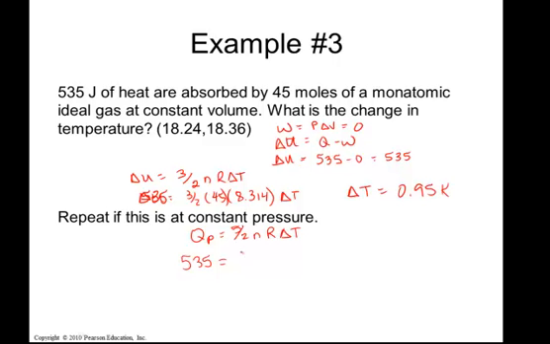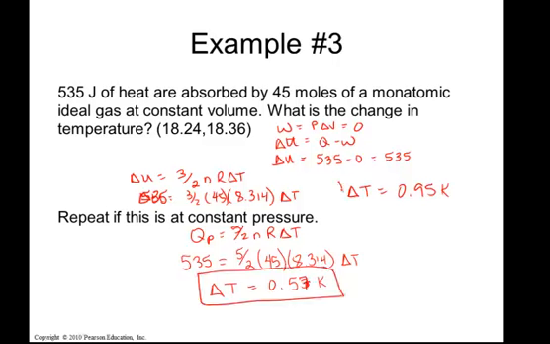So Q was 535, which equals 5/2 times n times R, where n is 45 and R is 8.314, and then I can find delta T, which is 0.57. But I better check that. Kelvin. Now in this case, since my work was 0, Q is 535, so that's why here I use delta U, but delta U is the same thing as Q at constant volume, in this case since my volume was constant.